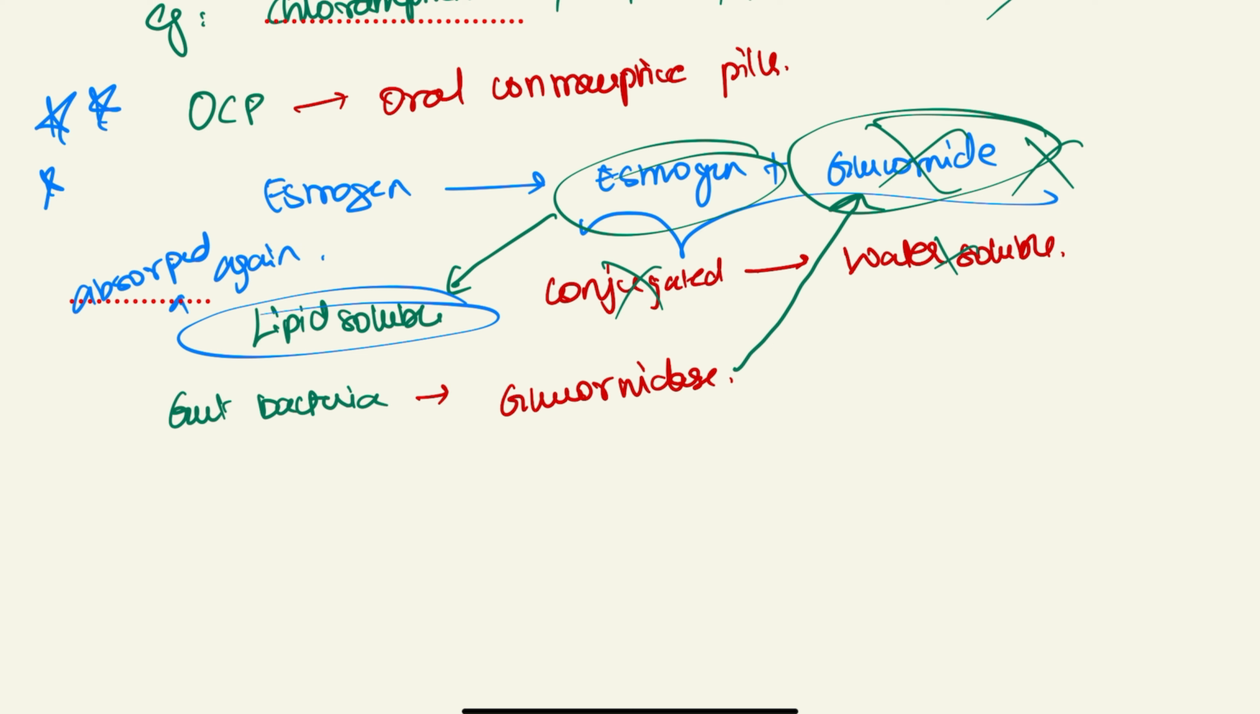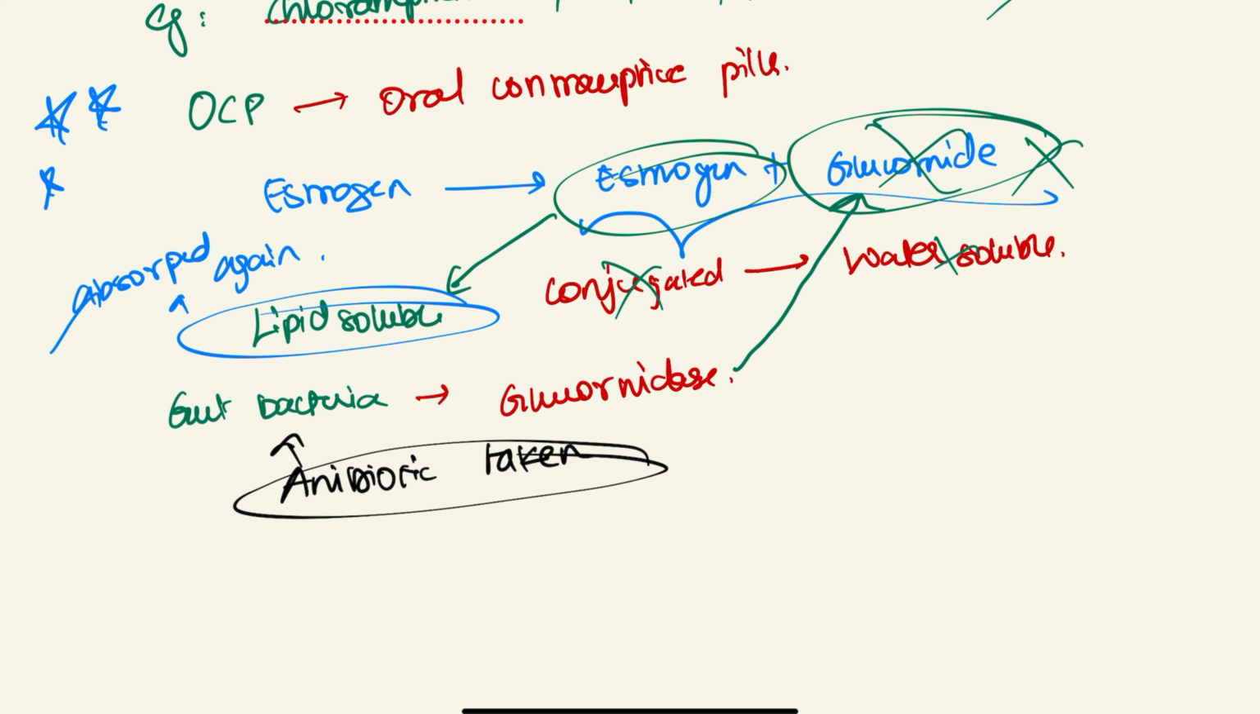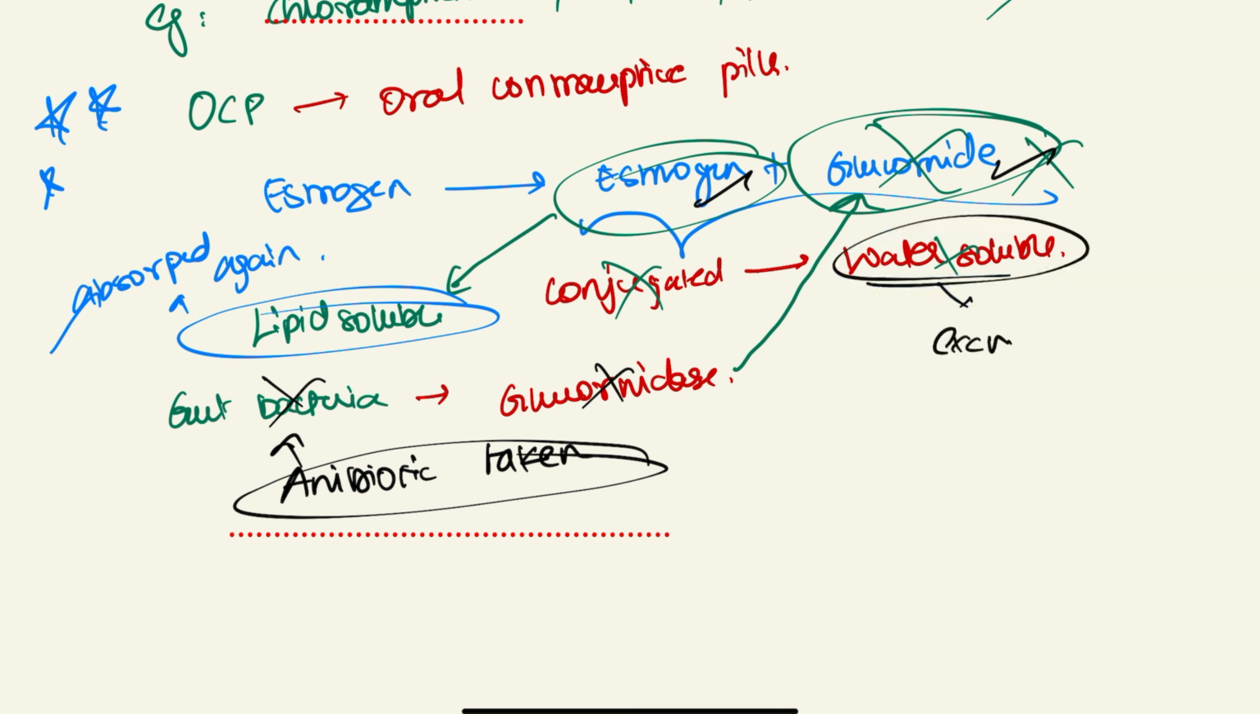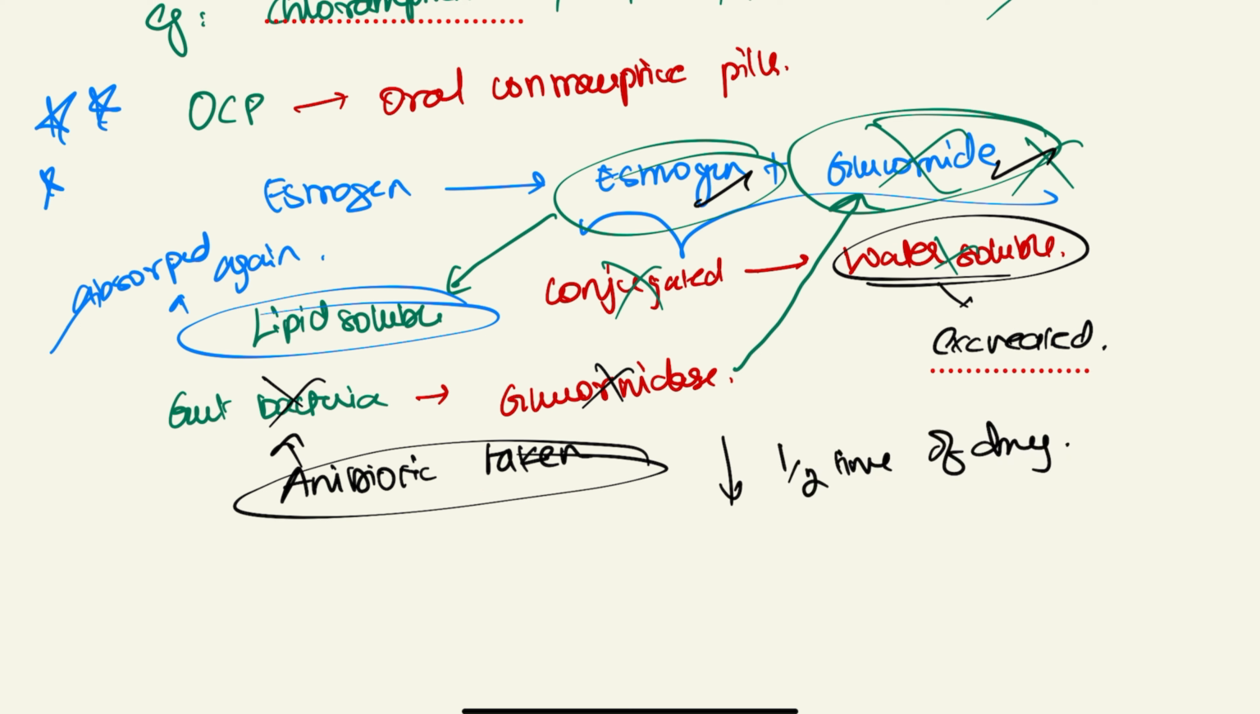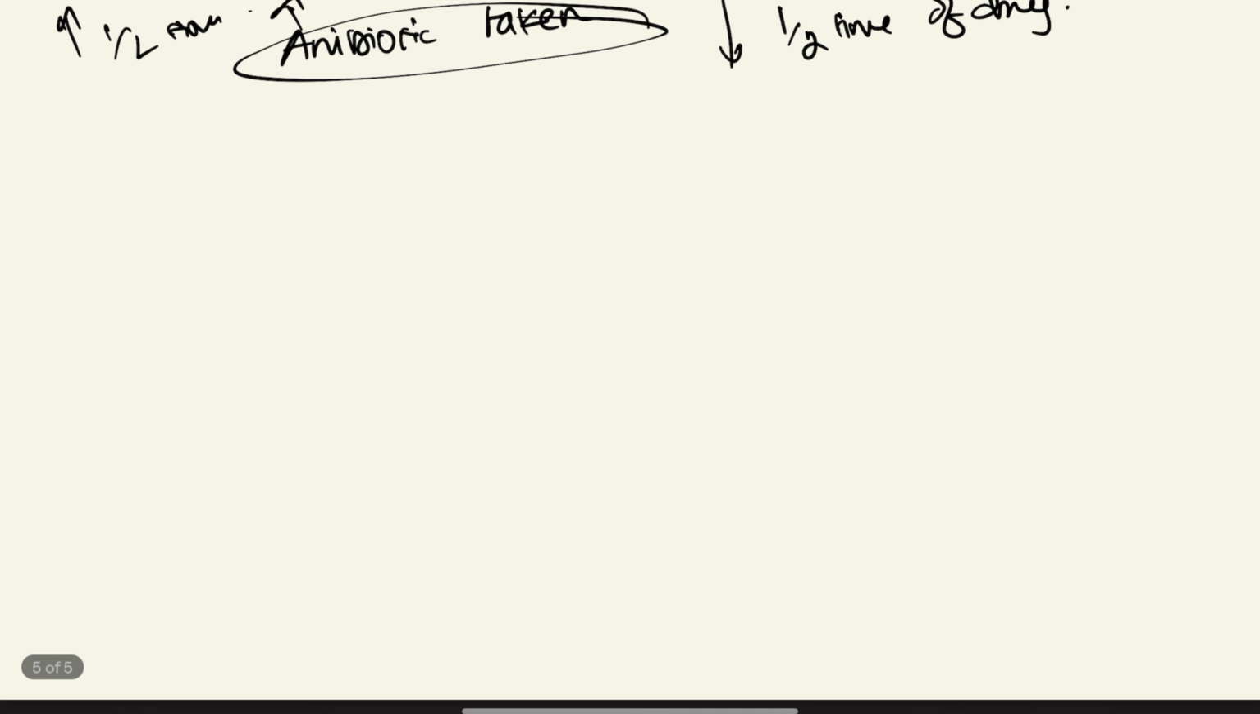So this disruption may lead to decreased effectiveness of the contraceptive, as the body fails to properly recycle and maintain the active hormonal levels. Now these antibiotics will interfere with the oral contraceptive pill's functions, because the main function of the oral contraceptive pill is to maintain the active hormonal levels. Now this disruption will lead to unintended pregnancies.